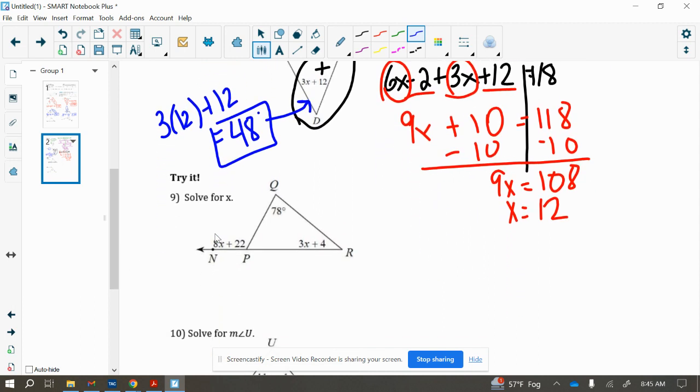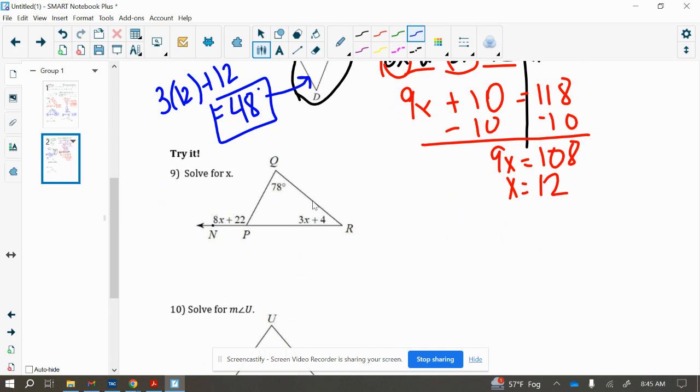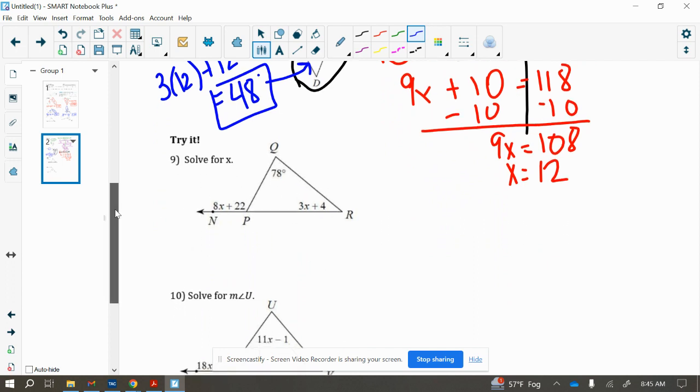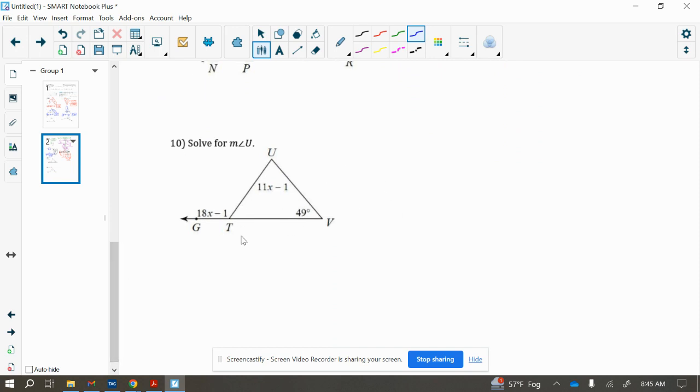All right, we have two more examples for you to try on your own. The first is asking you to set up and solve for x. The second is asking you to set up and solve for x and then plug it back in to find the measure of angle u.